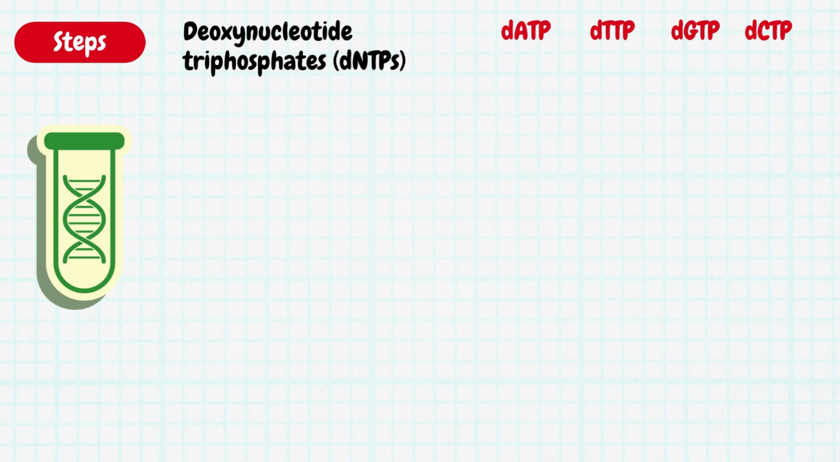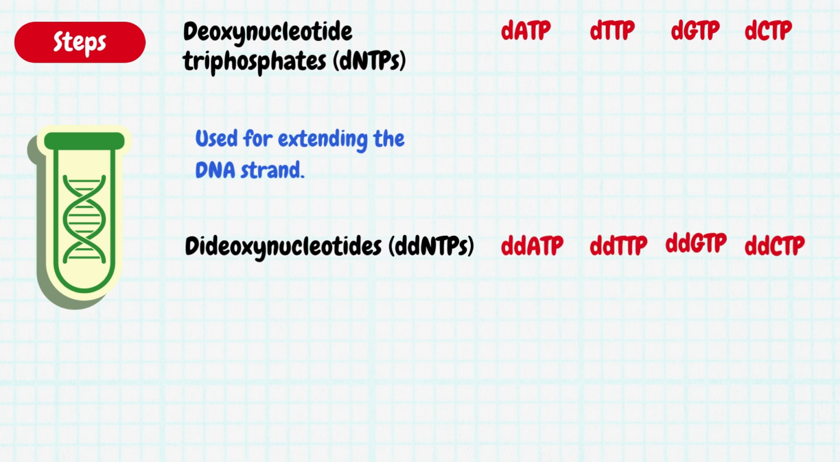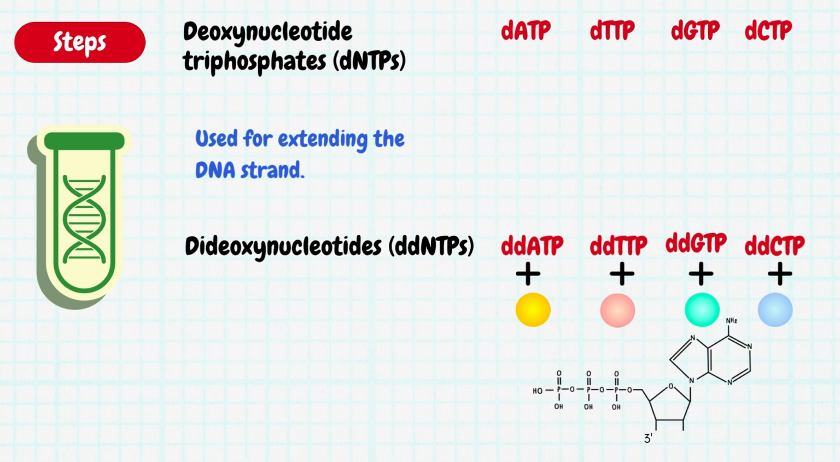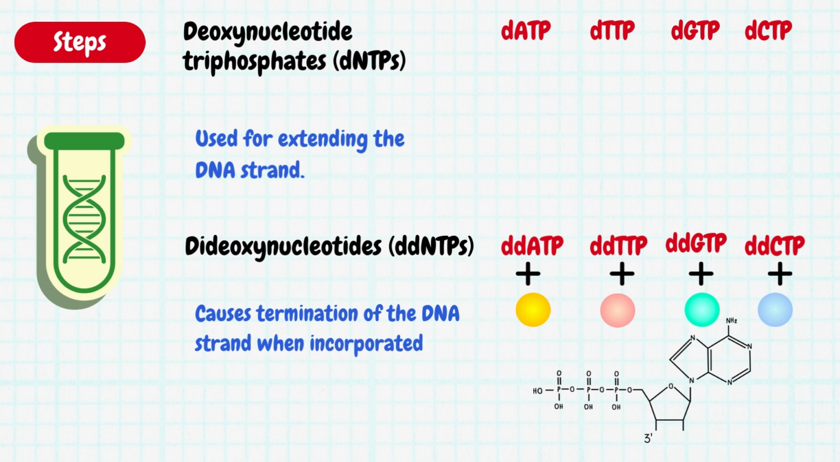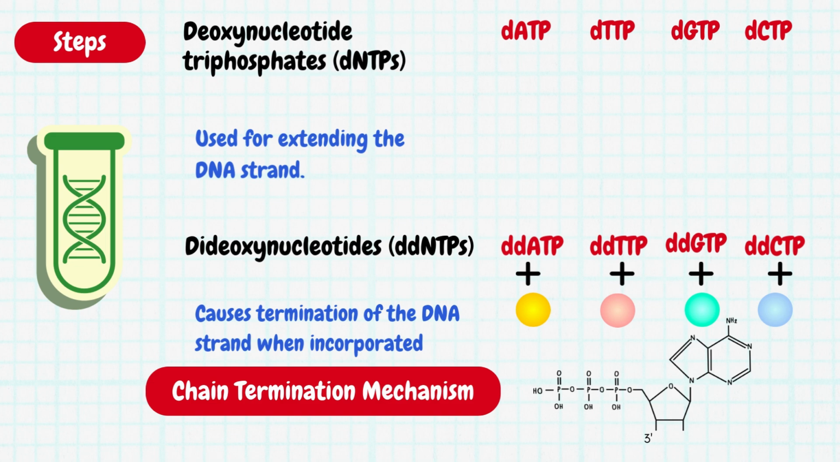Deoxynucleotide triphosphates, or normal nucleotides, A, T, C, G, are used for extending the DNA strand. In addition to the normal deoxynucleotides, a mixture of dideoxynucleotides is added. Each ddNTP is labeled with a different fluorescent dye, corresponding to one of the four nucleotides, A, T, C, G. ddNTPs lack a hydroxyl group at the 3' carbon, which causes termination of the DNA strand when incorporated, so the fluorescence is detected. This is the key to the chain termination mechanism.